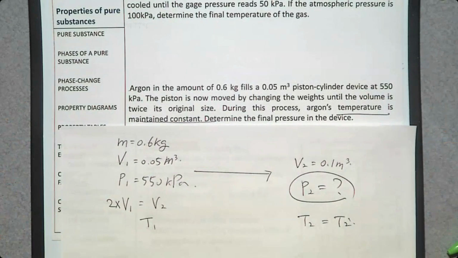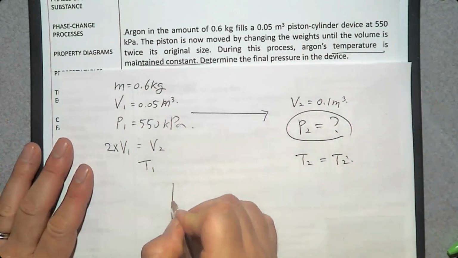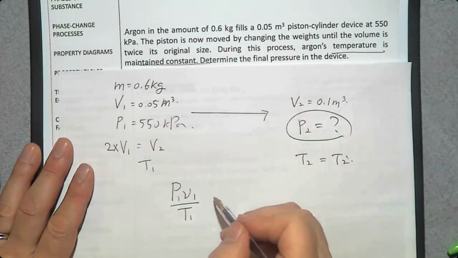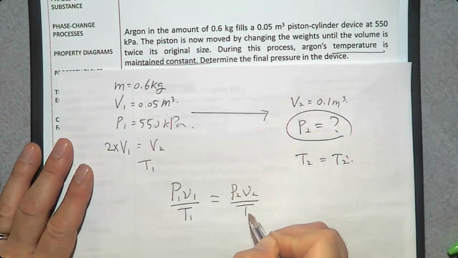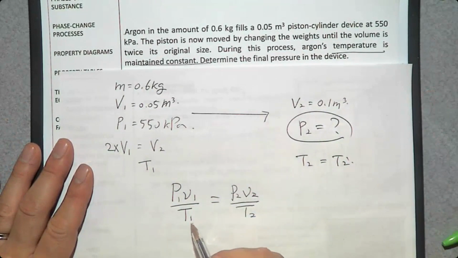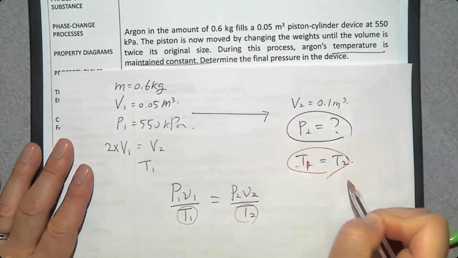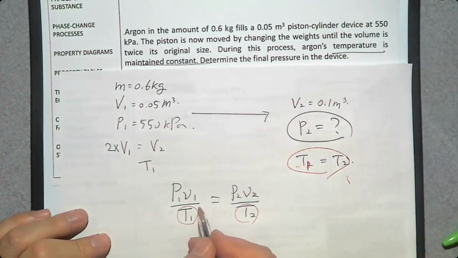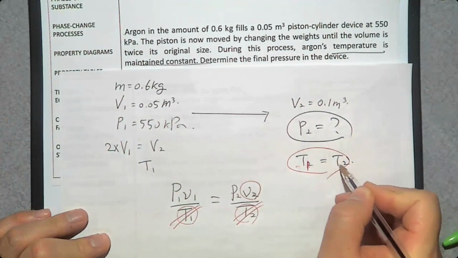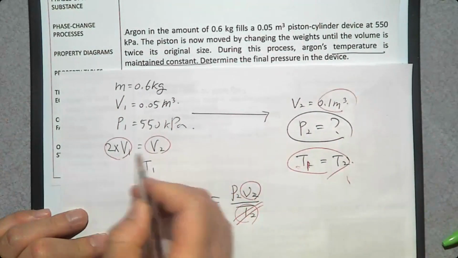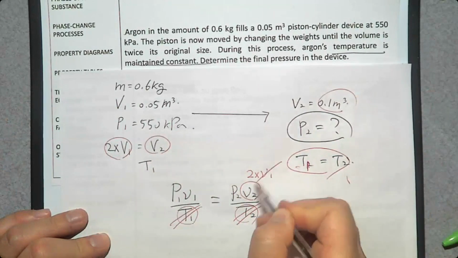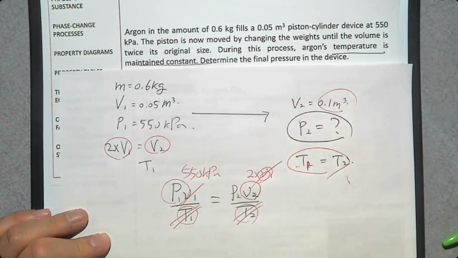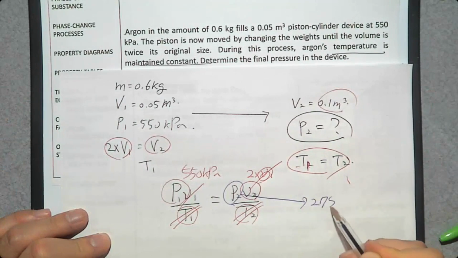We can use the ideal gas equation of state, which is P1 V1 over T1 equals P2 V2 over T2. So in this equation, T1 is the same as T2, right? Temperature remained constant, so you can cross them out. V2 is 2 times V1, so we can say 2 times V1, and V1 can be cancelled out. And P1 is 550 kilopascal. So what is P2? 275 kilopascal.